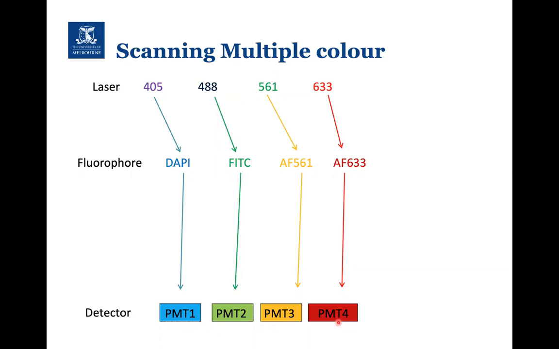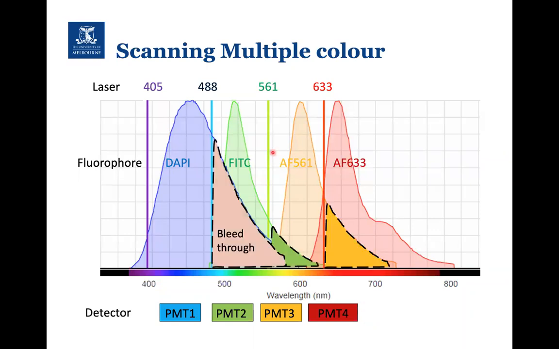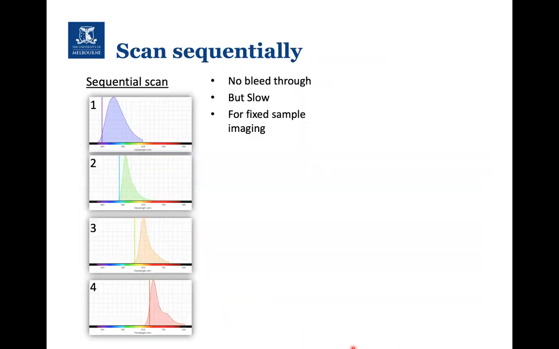So in theory, we could run all of these samples at the same time and get an image really, really quickly. The problem with that is that if you do that, you start to see that your DAPI signal starts bleeding through into your FITC signal. There's a bit of the FITC signal in your 561 signal, and there's a bit of the 561 signal in your 633 signal. So it's really starting to complicate your analysis. So how can we change and improve that setup?